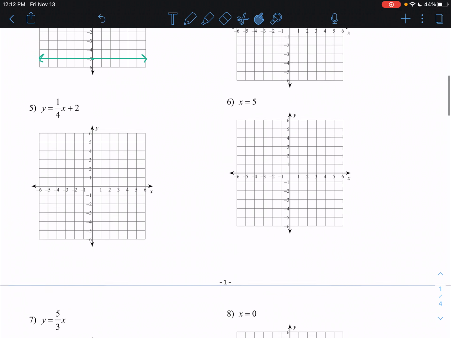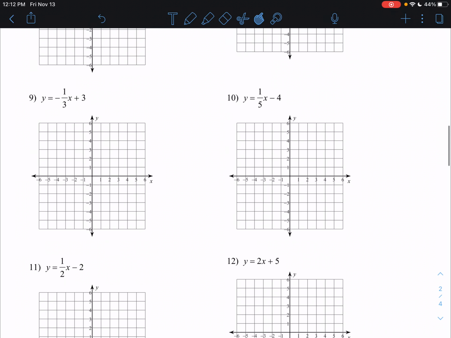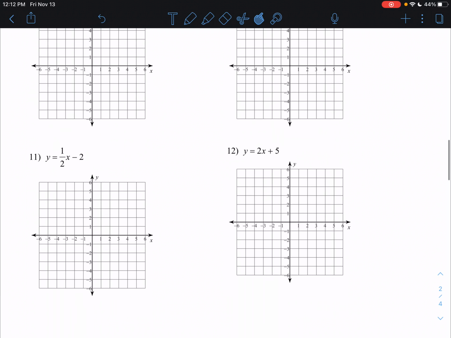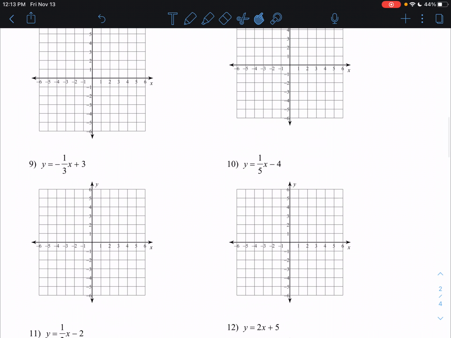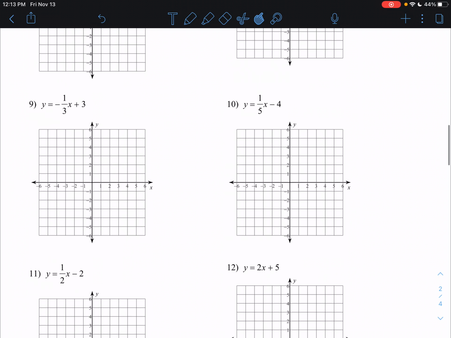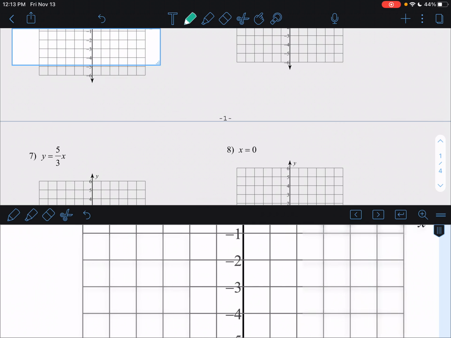All right, I'm trying to see if there's anything else or any other problems that I want to go over with you guys before letting you work on this. I do not think so. I think that explanation should suffice.